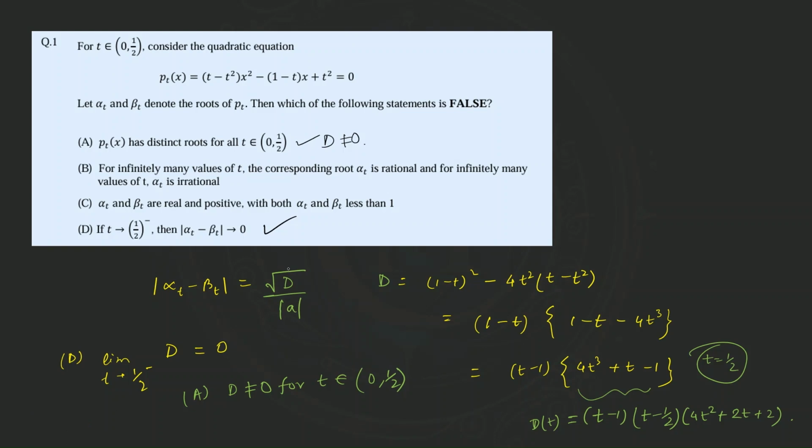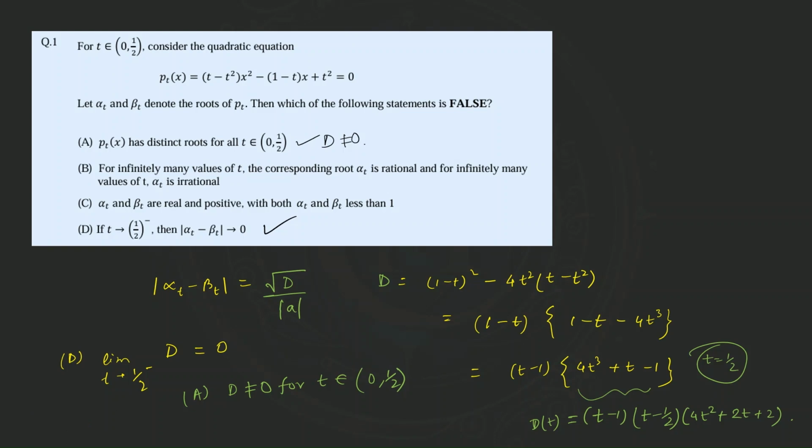Now we have to check the other two options. Either one of them is our correct answer, which is the false statement. Okay, so now let us check the B option. For infinitely many values of t, the corresponding root alpha t is rational, and for infinitely many values of t, alpha t is irrational. Now, what is the condition for rational and irrational roots?